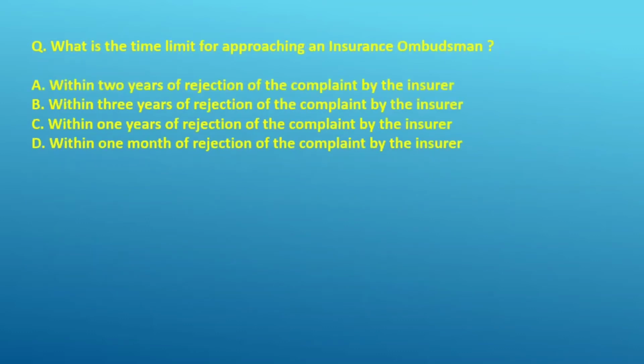What is the time limit for approaching an insurance ombudsman? Friends, we have already learned about this. To complain with insurance ombudsman, we have to reach within a year. So the correct answer is C, within 1 year of rejection of the complaint by the insurer.